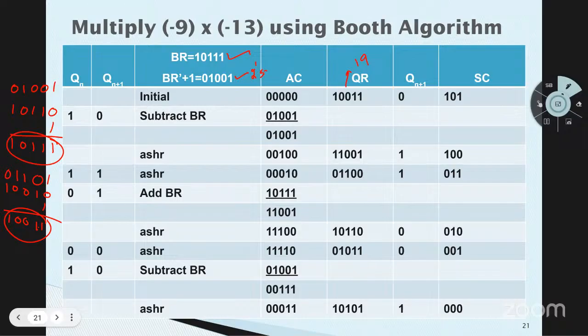And here 0 1 0 0 1 is 9 and 1 0 1 1 1 is minus 9. Okay. Now same, initial A equal to 0, the QR value, and this is the BR and BR plus 1. Now subtract BR. Okay. First you check Qn plus 1 and this bit is Qn. I did not write them separately. What is the Qn value? 1 0. We went ahead again.